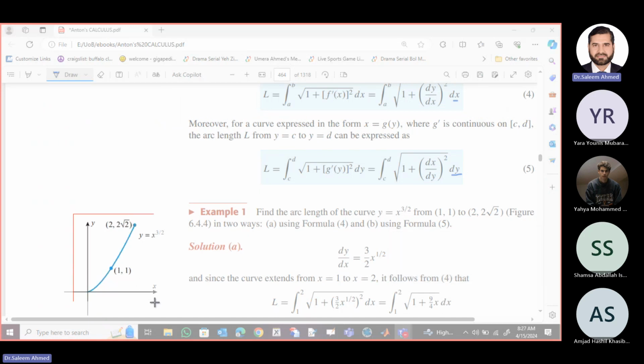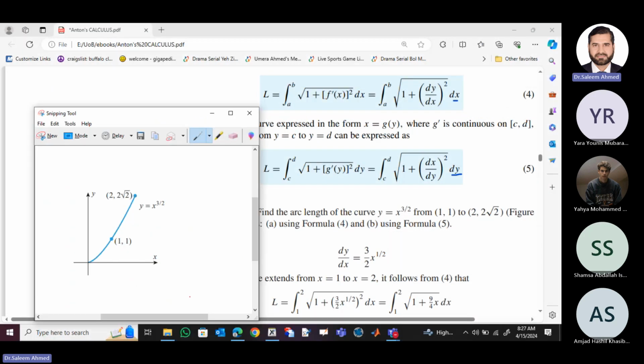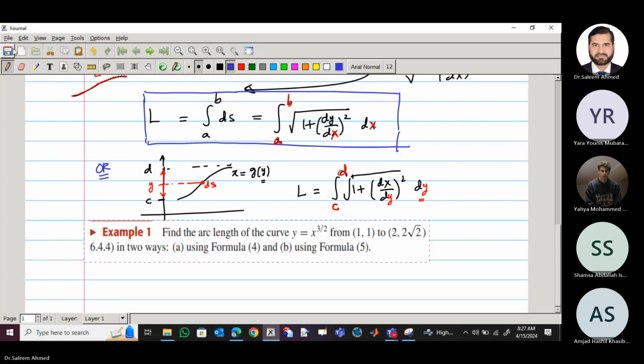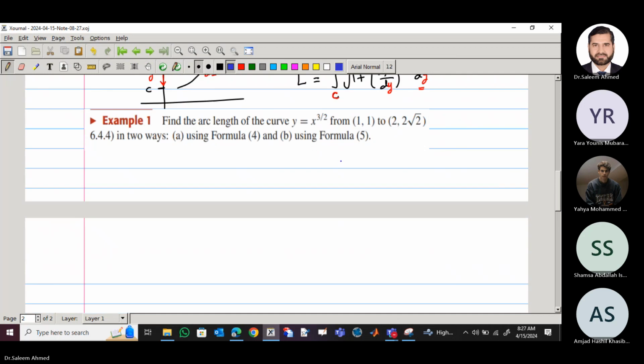Let's copy this figure as well. So this is your figure. Find the arc length of the curve y is equal to x to the power 3 by 2 from (1, 1) to (2, 2).